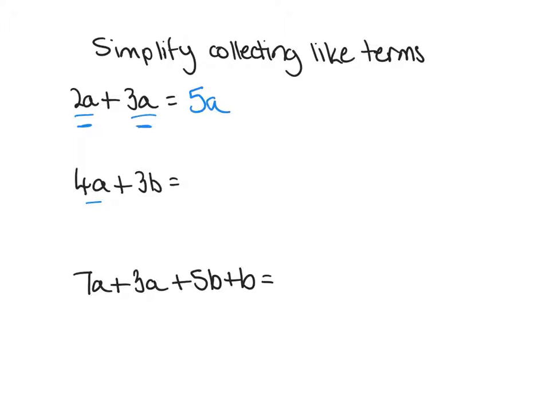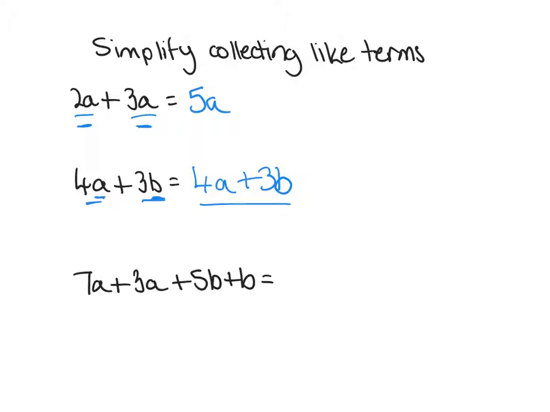What happens if we have 4a plus 3b? Well, are the a and the b like terms? No, they're not. So we can't add or subtract them. So the answer is 4a plus 3b. They cannot be added together because they are not like terms. And mathematically, that is as simple as the expression gets. It can't be made any simpler.